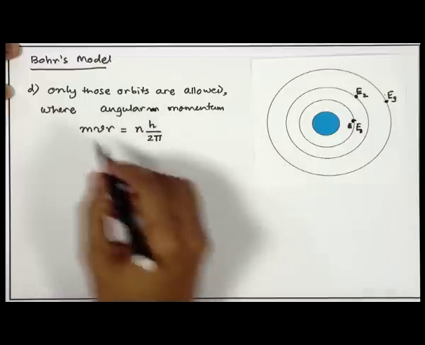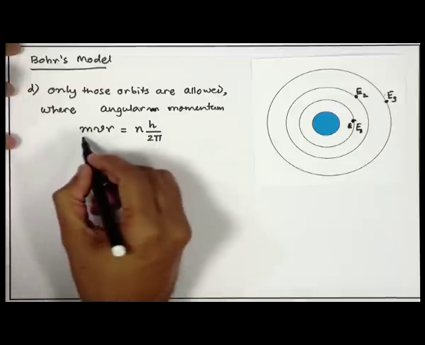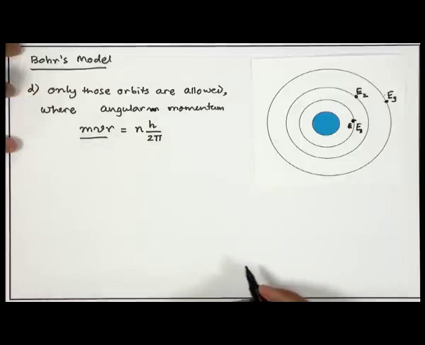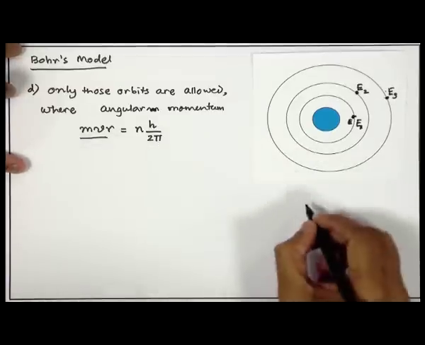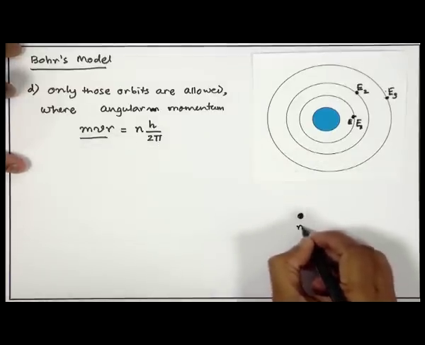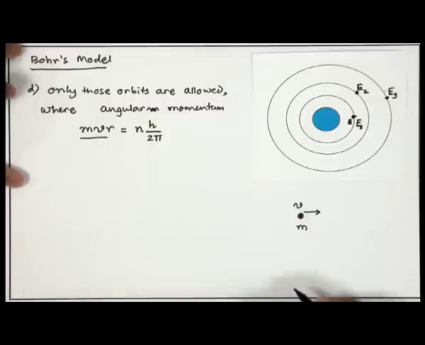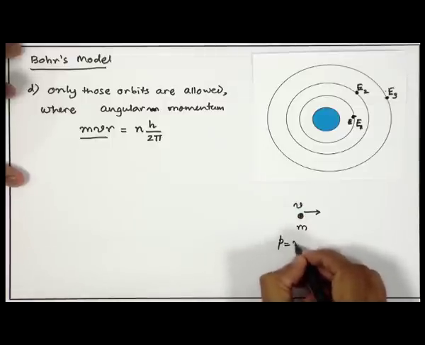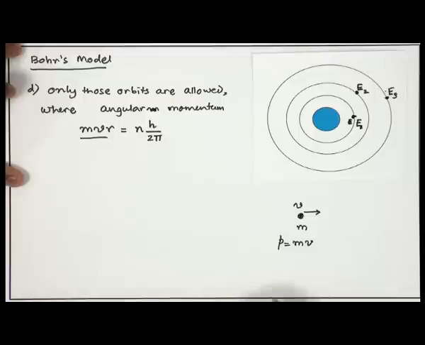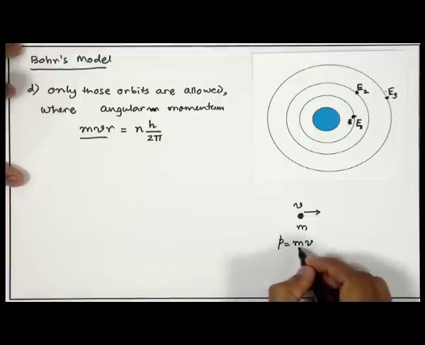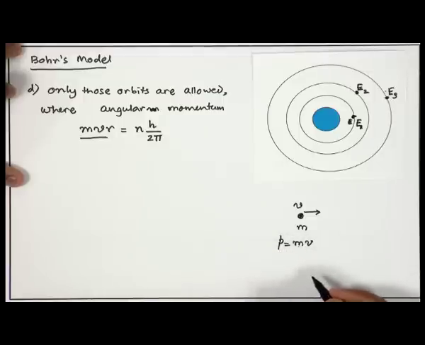Let us discuss what this angular momentum is. If I have a particle of mass m and it is moving with a speed v, then I know that its momentum p is given by mass multiplied by its velocity.